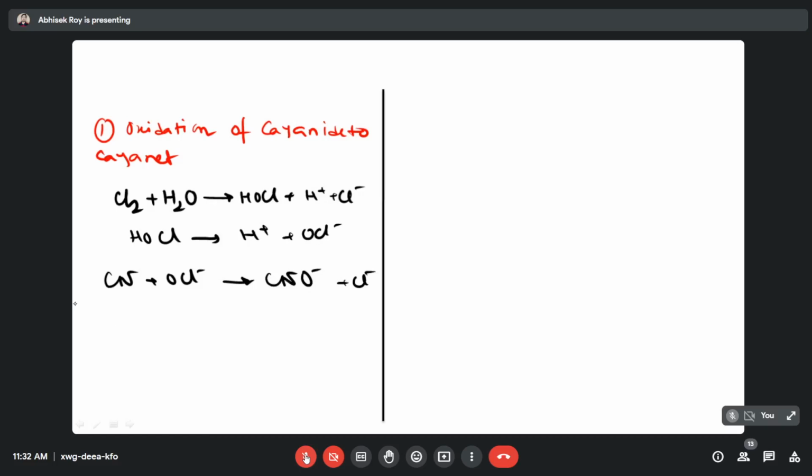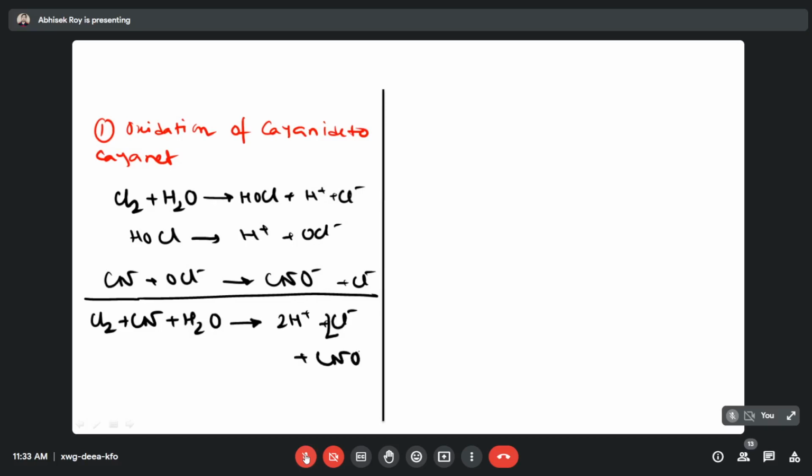So in this way your total equation will become Cl2 plus CN minus plus H2O, and it will become 2H plus plus 2Cl minus plus CNO minus. So this implies that 1 mole of cyanide requires 1 mole of chlorine, right? এখানে দেখো, 1 mole cyanide requires 1 mole chlorine, right? তাহলে 1 mole cyanide এর জন্য 1 mole chlorine লাগছে.